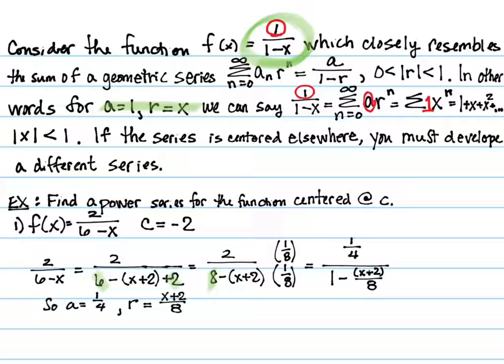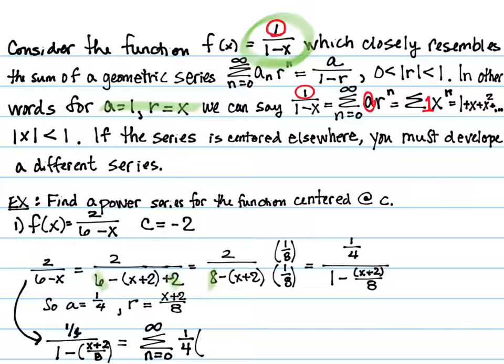And as we do that, that means we're going to be able to take this series that we've rewritten as 1/4 over 1 minus x plus 2 over 8, and we're going to be able to rewrite it in a geometric form. So it starts at n equal to 0 and it goes to infinity. It has a 1/4 for the value of A. And then for the value of R, I have x plus 2 over 8. It's 8, right? Yeah, 8, to the power n.